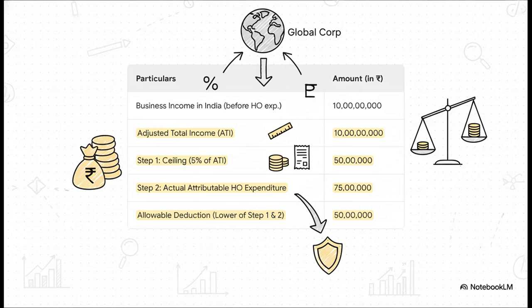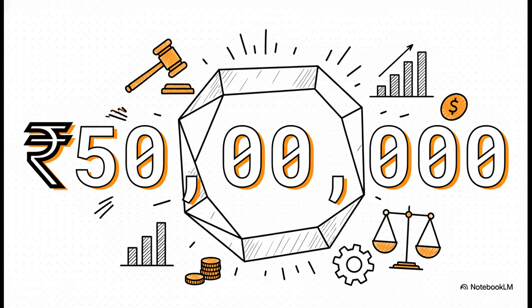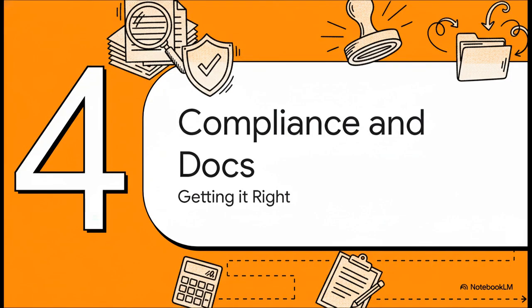Now, look at step 2. Their actual attributable expenditure was 75 lakh. Since the rule is you have to take the lower of the two, their deduction gets capped at 50 lakh, even though they actually spent more. And there you have it. The final number is 50 lakh rupees. This example just perfectly shows how that statutory ceiling acts as a hard limit, no matter what your actual expenses might be.